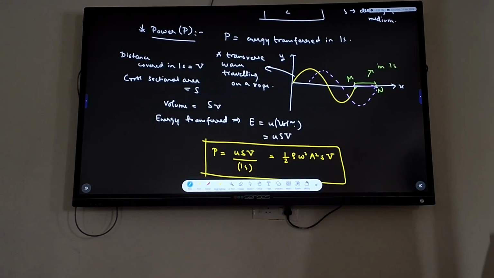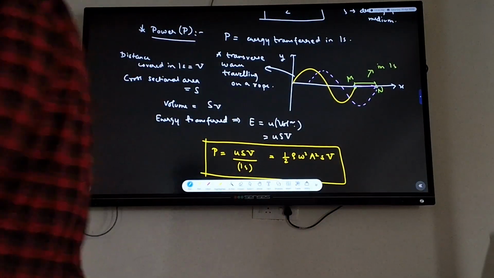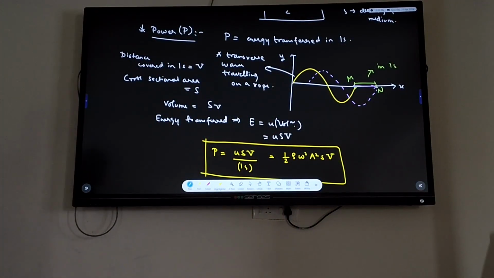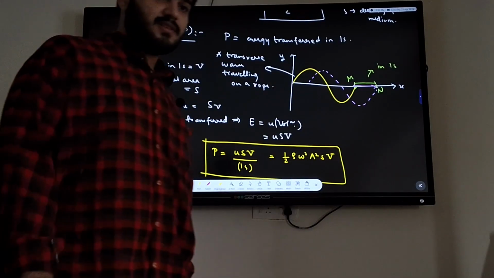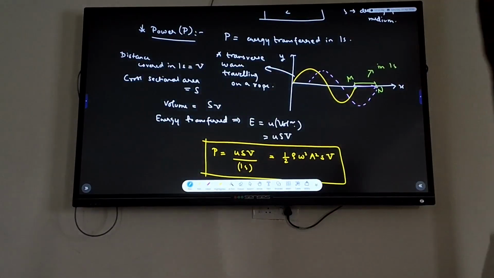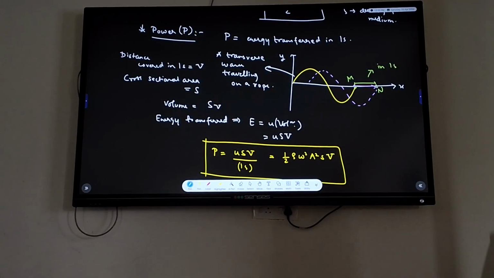This is power. Let's talk about the final quantity. It's called the intensity. Can I write it? Let's move quickly, otherwise it will take 2.5 years to complete the syllabus. Can I go forward? Yes.